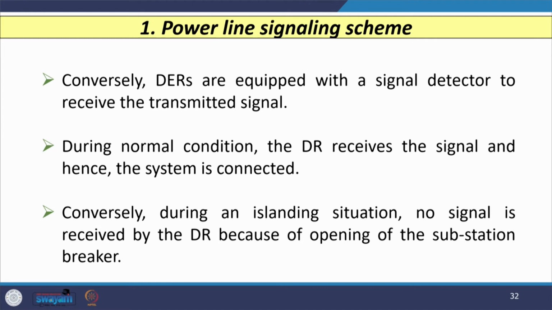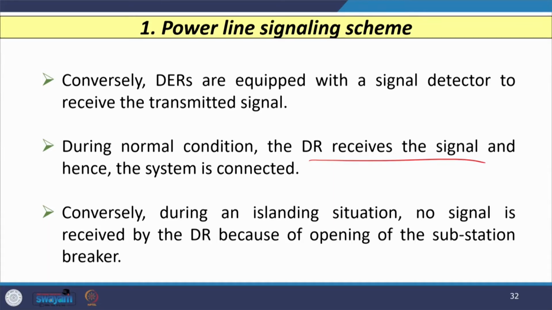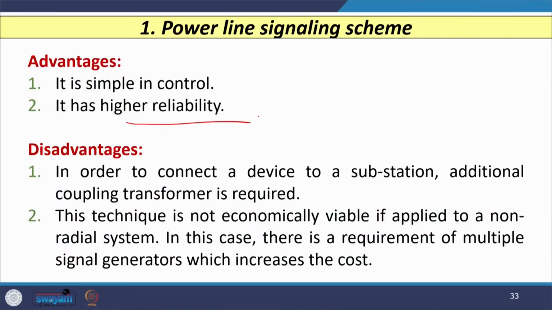During normal condition, when there is no island, distributed energy resources receive the signal and hence the system is connected, whereas during islanding situation, no signal is received by the distributed energy resources or distributed generators because of opening of the substation breaker. This is how they are going to discriminate islanding situation from several non-islanding events. Now, let us see what are the advantages and disadvantages of power line signaling scheme. The first advantage is that this scheme is very simple in control and it has higher reliability compared to the other techniques. However, this has certain limitations also.